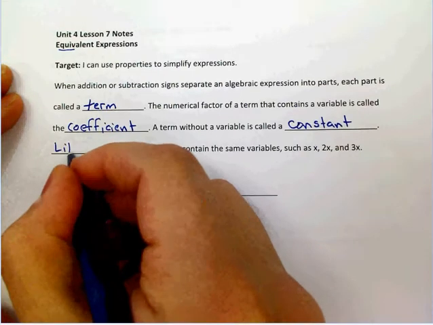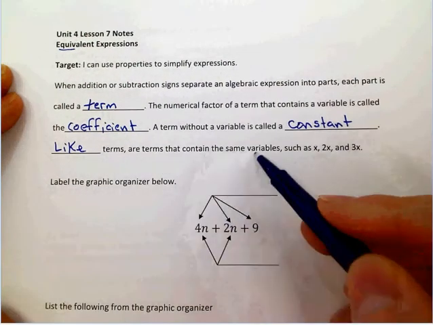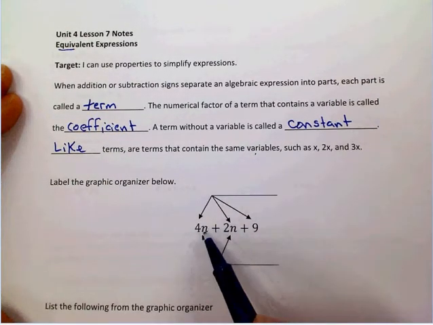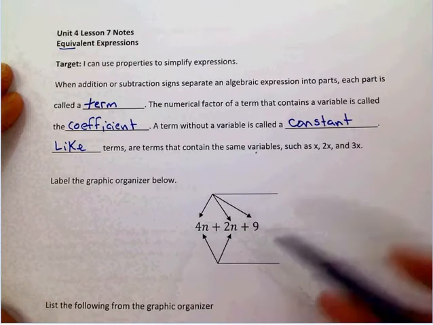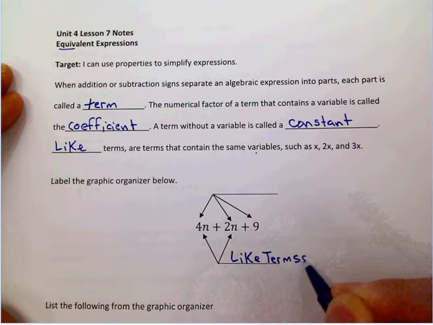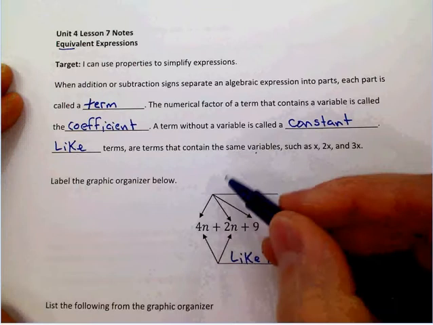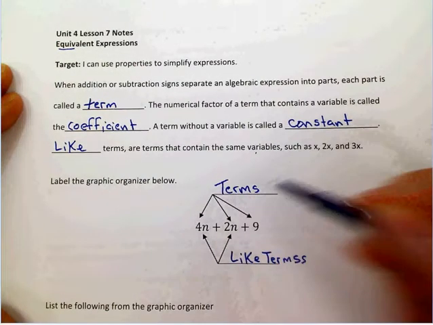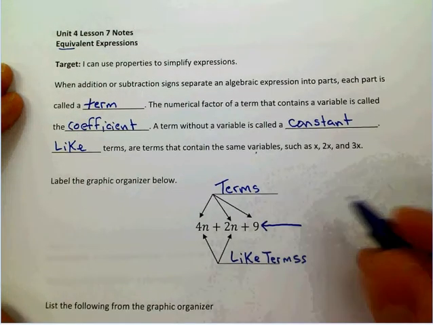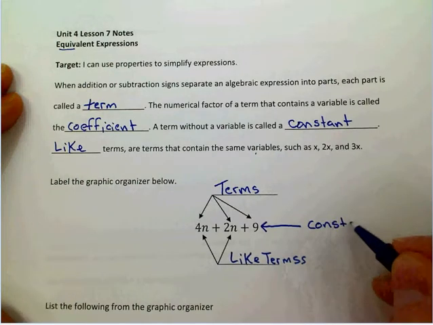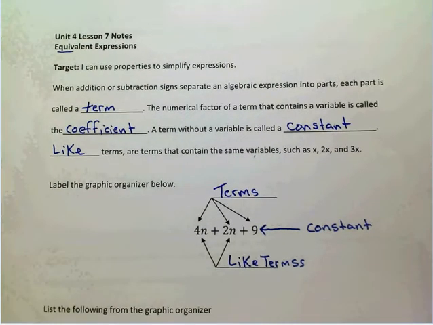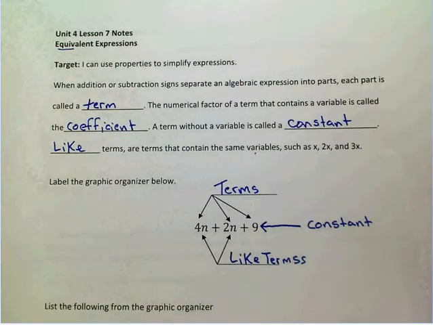Like terms are terms that contain the same variables, such as x, 2x, and 3x. For instance, down here we have 4n and 2n. Those are like terms. And all three of these are terms, because remember, terms are separated by addition and subtraction signs. Now 9, we can draw our own little arrow in there, is our constant. It's constant because no matter what the variable is, 9 still stays the same, since we're not multiplying or dividing it by anything else.